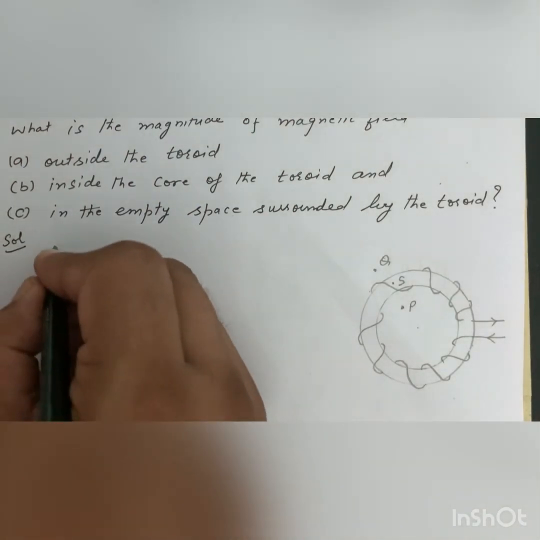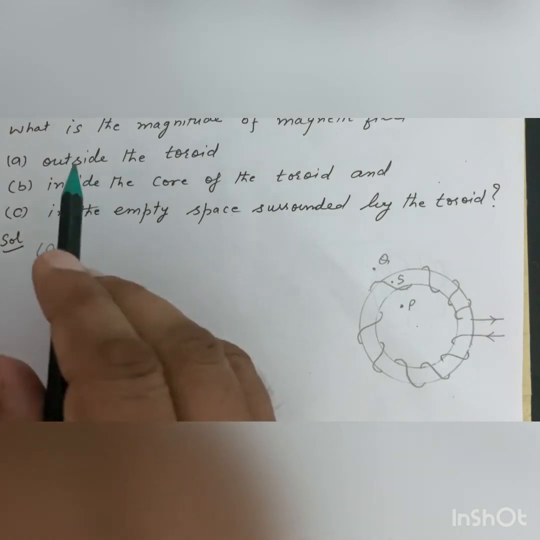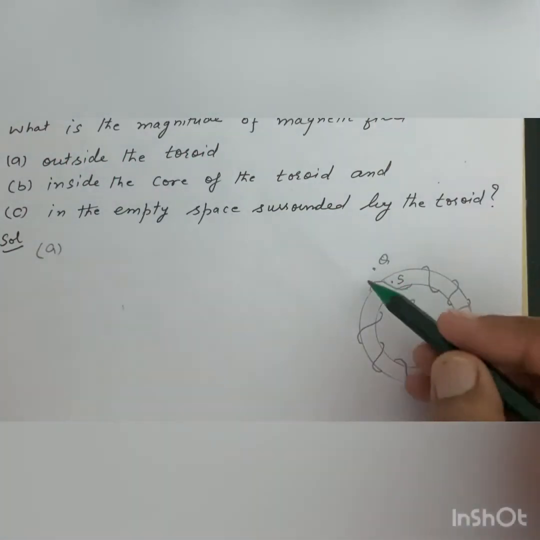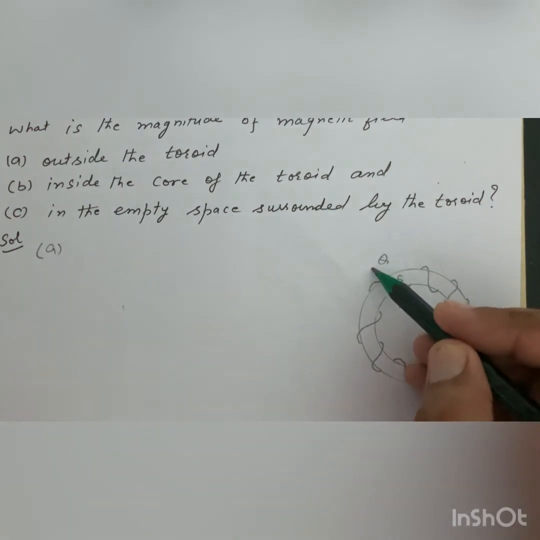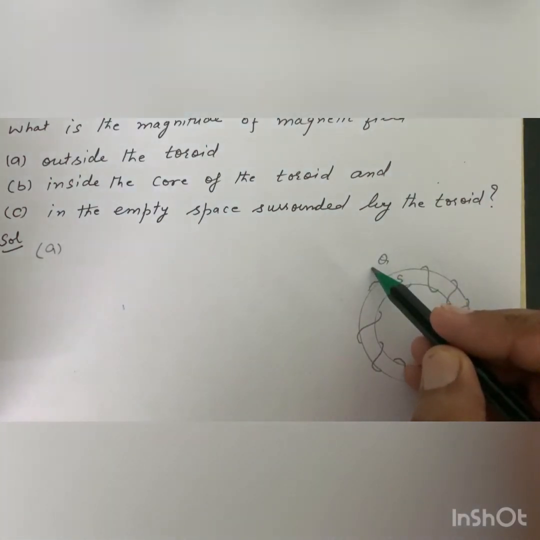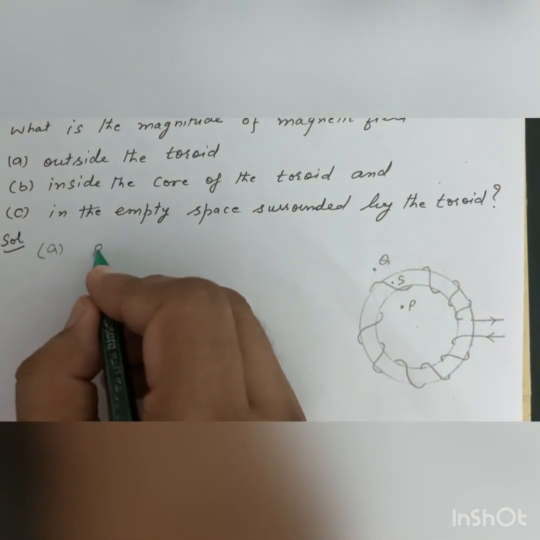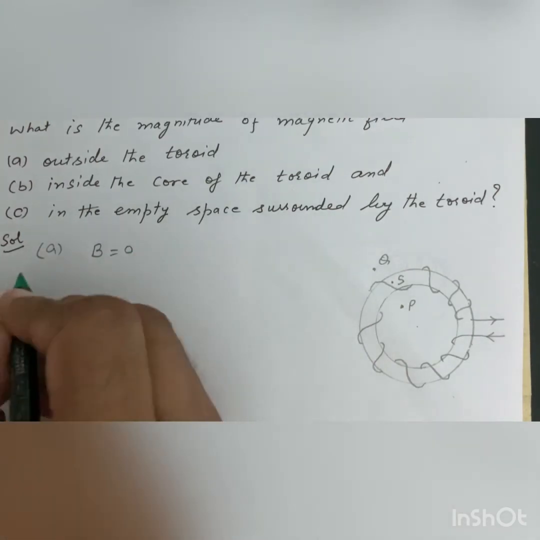A part: outside the toroid. This is the point Q, that is outside the toroid, and we know that the magnetic field is 0 outside the toroid. So here it is 0.